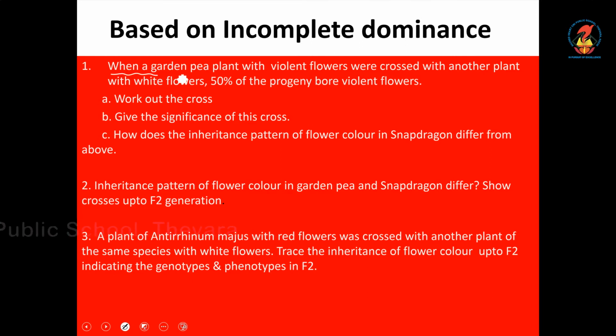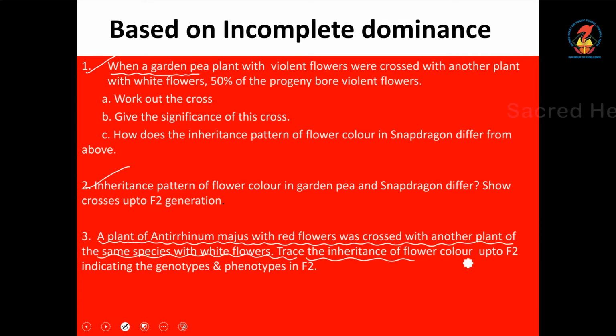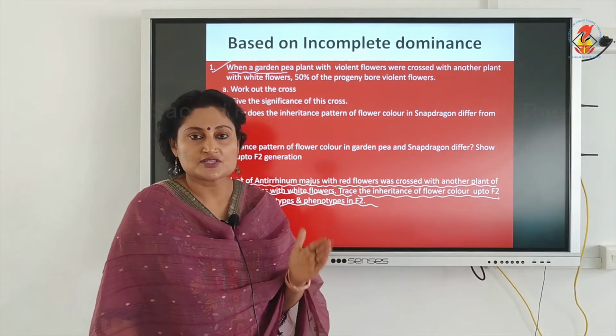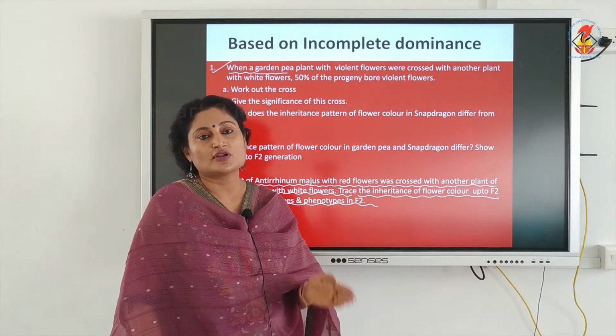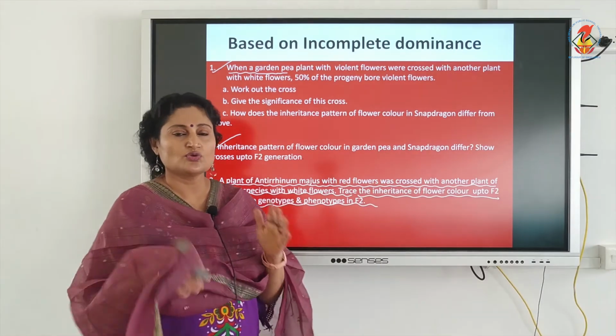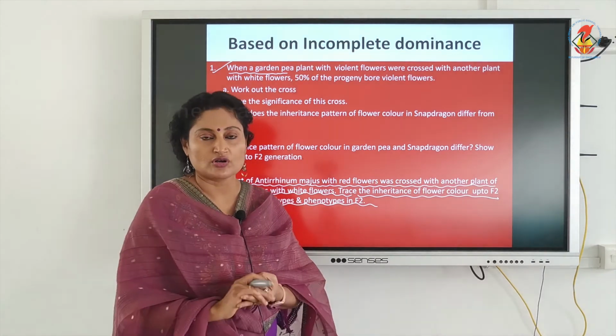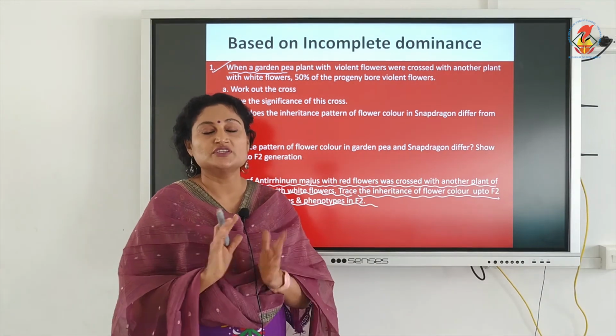So I am reading, when a garden pea plant... Better than answering 1 and 2, I will answer the third question. A plant of Antirrhinum majus with red flowers was crossed with another plant of the same species with white flowers. Trace the inheritance of the flower color up to F2, indicating the genotypes and phenotypes. Here there is no confusion, because capital RR stands for red, capital R small r stands for pink, and small r small r stands for white. So there is no confusion with problems related to snapdragon, Antirrhinum majus or dog flower, because the 3 genotypes stand for 3 different phenotypes.